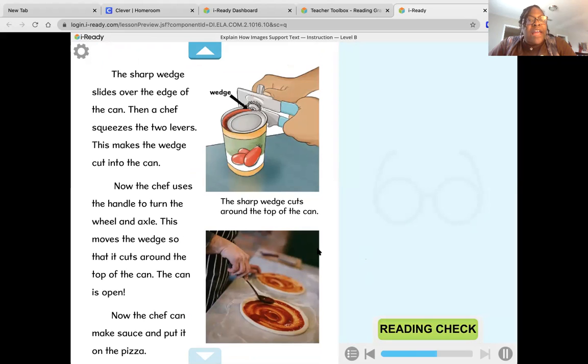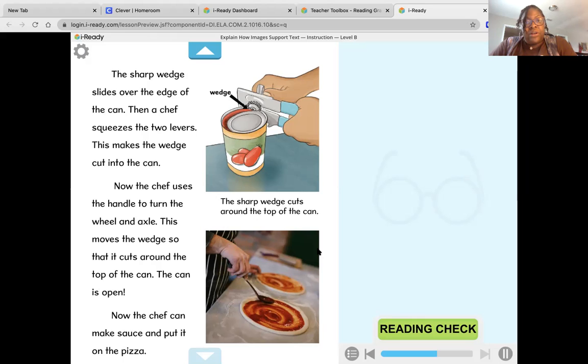The sharp wedge slides over the edge of the can. Then a chef squeezes the two levers. This makes the wedge cut into the can. Now the chef uses the handles to turn the wheel and axle. This moves the wedge so that it can cut around the top of the can. The can is open. Now the chef can make sauce and put it on the pizza.